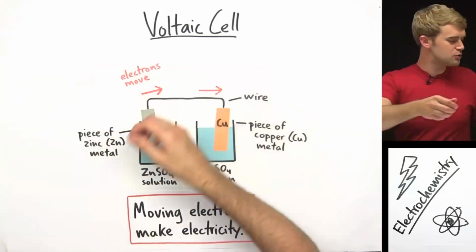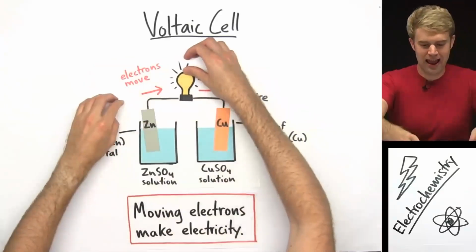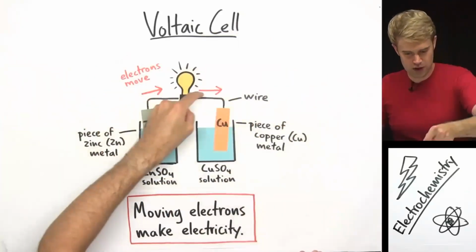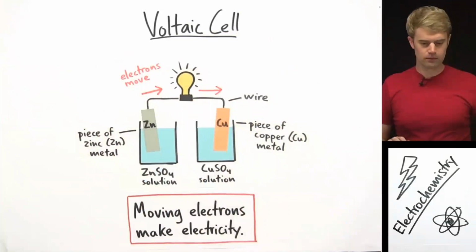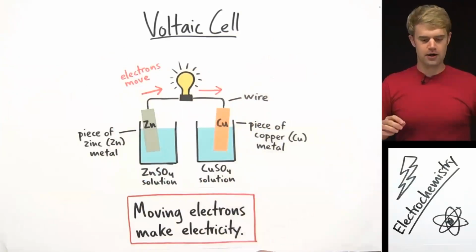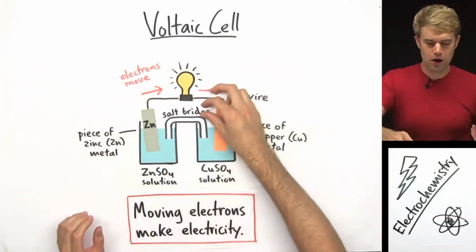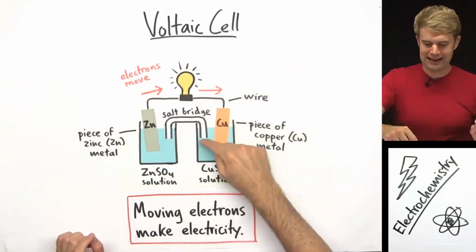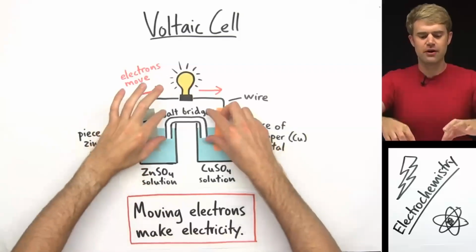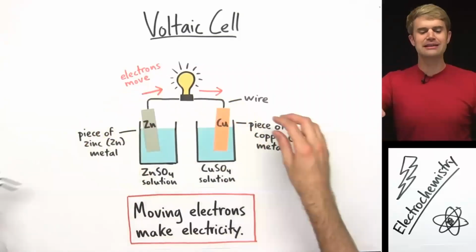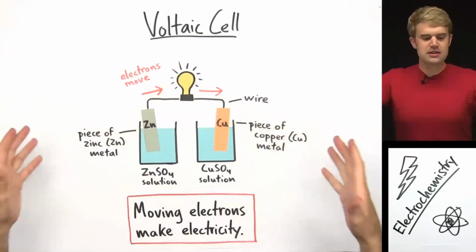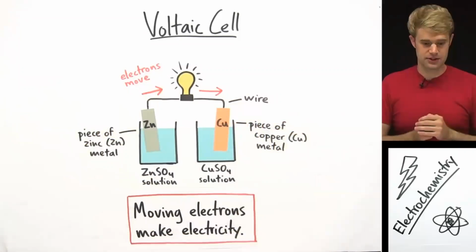And what we could actually do is we could take a little light bulb like this and hook it up to this wire, and the light bulb would turn on because there's electricity moving through this wire. Now, to be really specific, there's one more part of the voltaic cell, and that's a little tube called a salt bridge that connects these two solutions. We'll talk more about the salt bridge at the very end of this video, but right now I'm going to leave it out because I want to make sure that we keep things simple. So this is the basic setup of a voltaic cell.